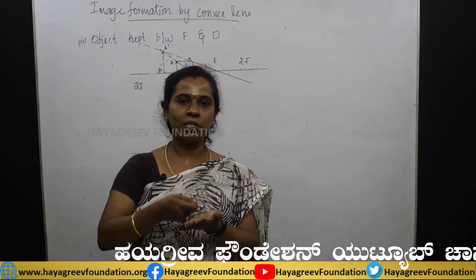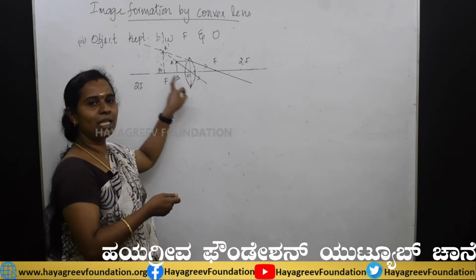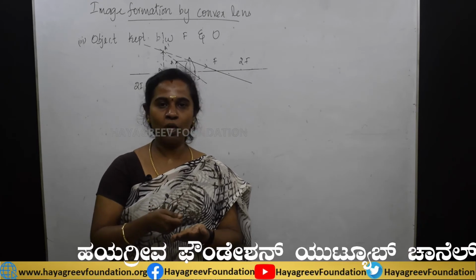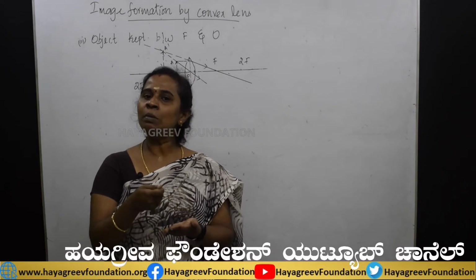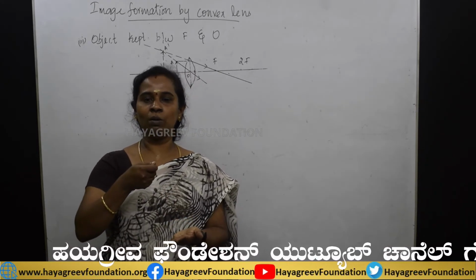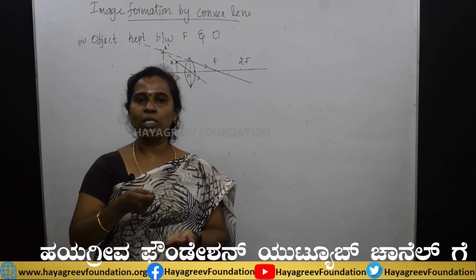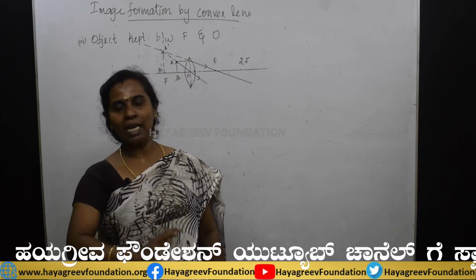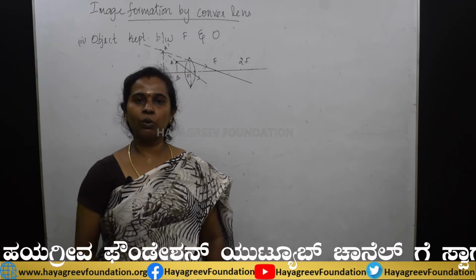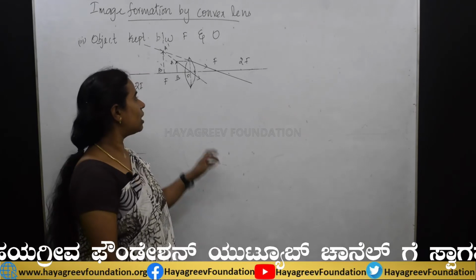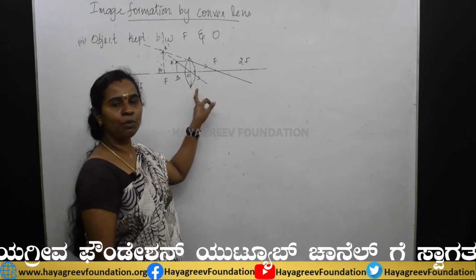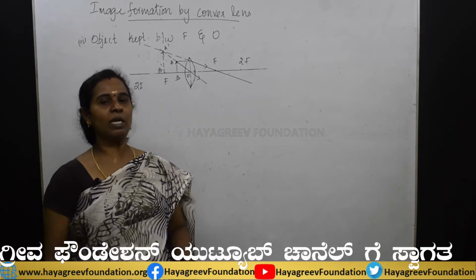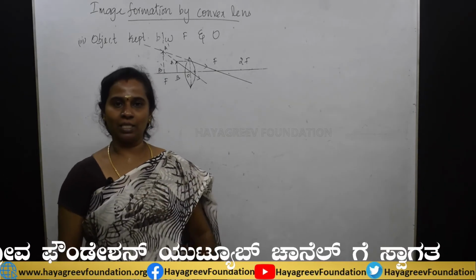So if the object is placed between the focal length, an enlarged image will form. That is the only reason we hold the lens very near to the paper. If we take it a little far, we won't see such a large image. The image formed by a convex lens can be real or virtual. Only in one case do we get a virtual image, when the object is placed between the focal length. For this reason, the convex lens has one more name, the magnifying lens.